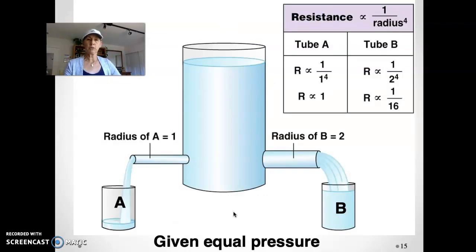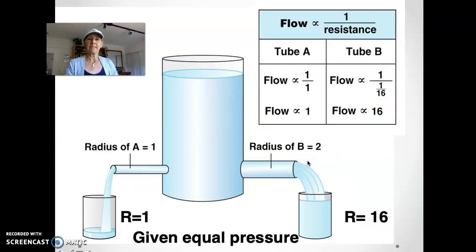Just to look at this a little more closely, if you had a barrel like this and you had a radius of 1, you'd get a certain amount of flow. If you had a radius of 2, which is only double, you would get a lot more flow. How much more flow? 16 times more flow. Just because the radius has such a huge influence on what volume is going to exit through that.